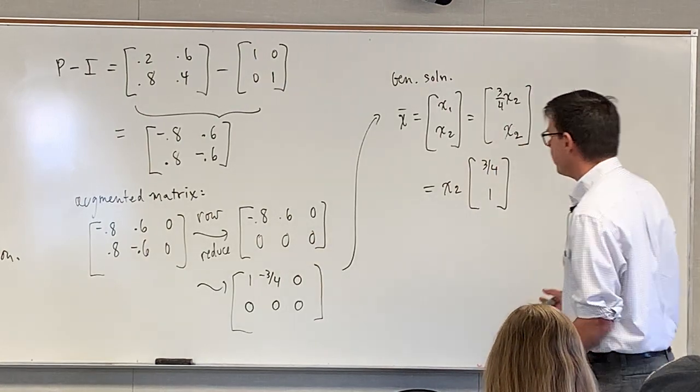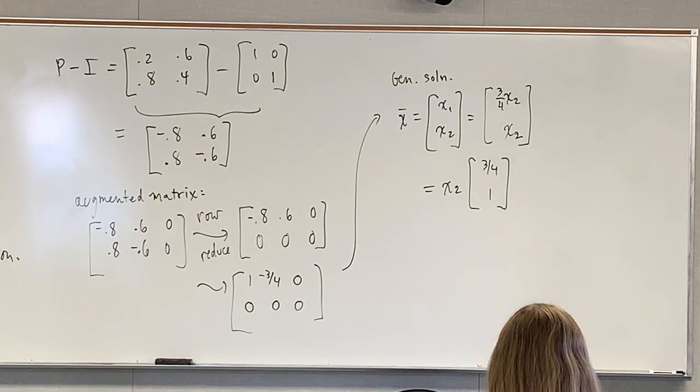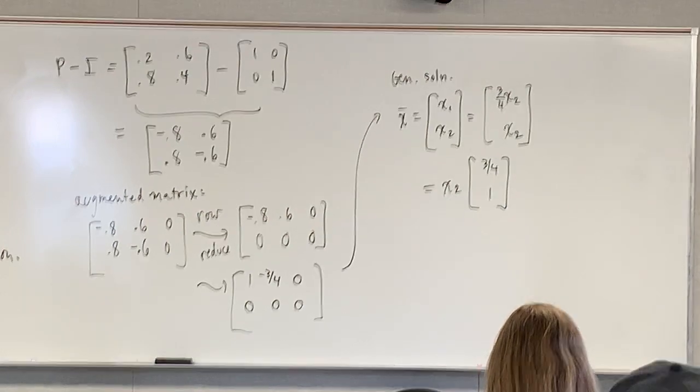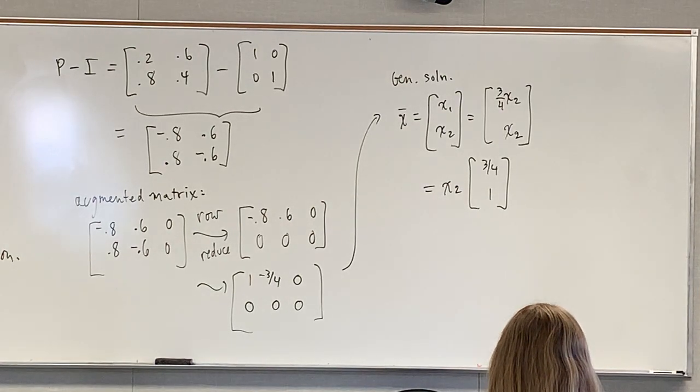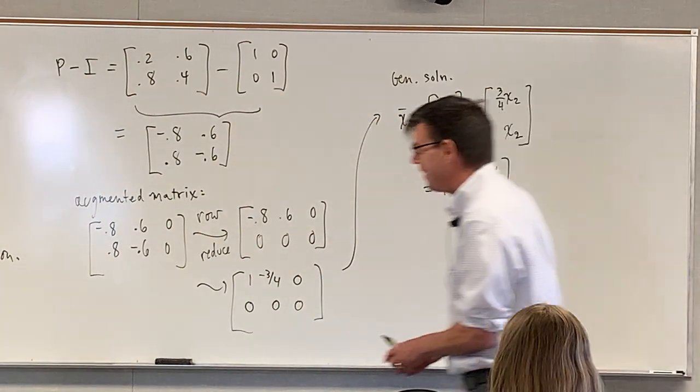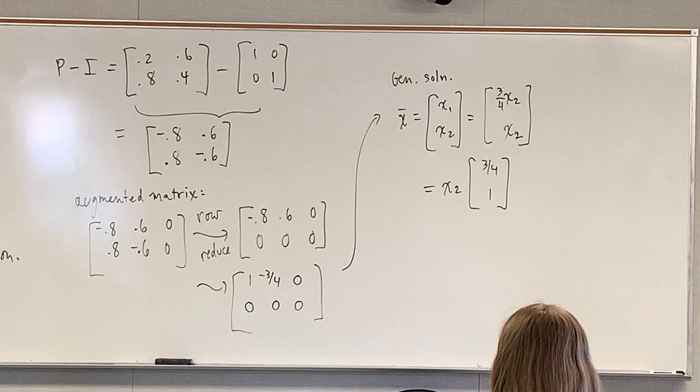Now, normally we would stop there, right? We have a one-dimensional null space. But here's the one thing that's a little different. So don't mess up on the test, because I don't want to have to take points off when you do this. We got to find a probability vector.